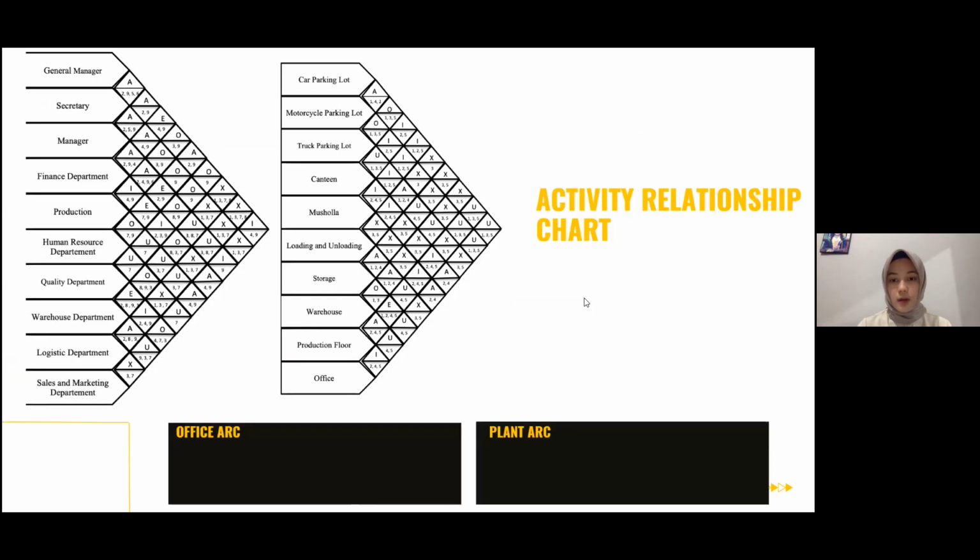Now it's about the activity relationship chart, or ARC, which is used to see the relationship between departments, whether they need to be put close together or not. The office ARC on the left side consists of 10 departments, and the plant ARC on the right side also consists of 10 departments. The ARC will be used as the information needed to generate the layout in Block Plan and ALDEP.